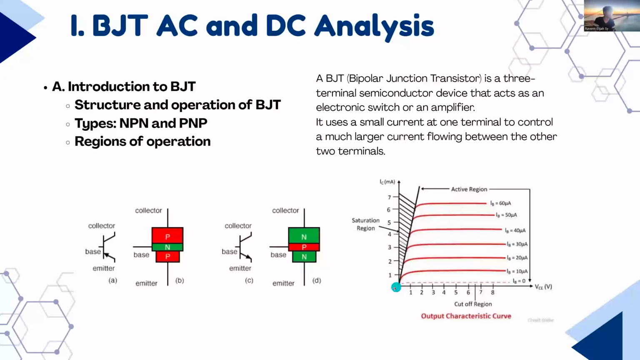So like I said before, based on how we apply voltages at the terminals, we can see that the x coordinate is the VCE voltage, collector to emitter, and the y-axis is the current, the collector current here.